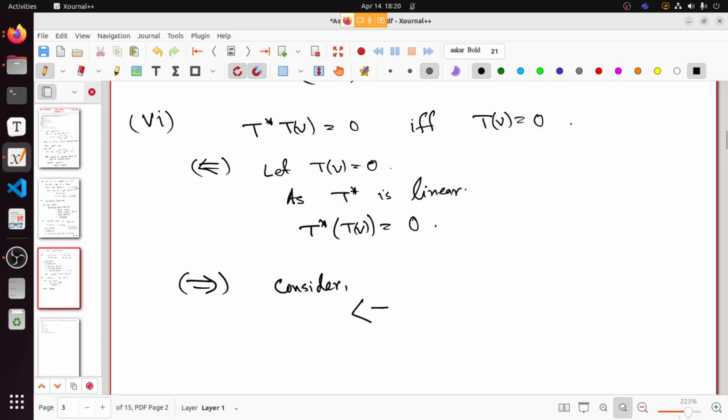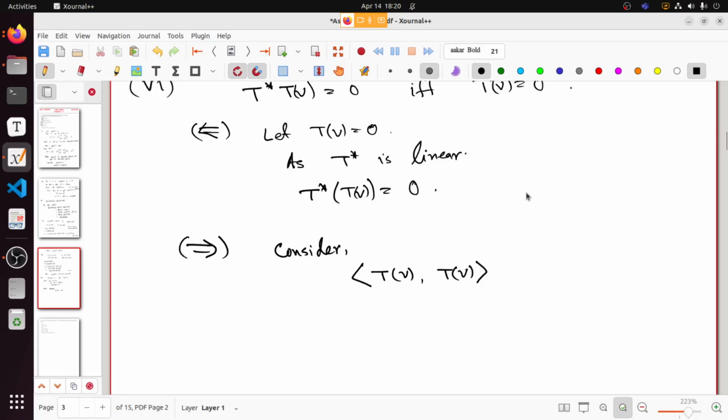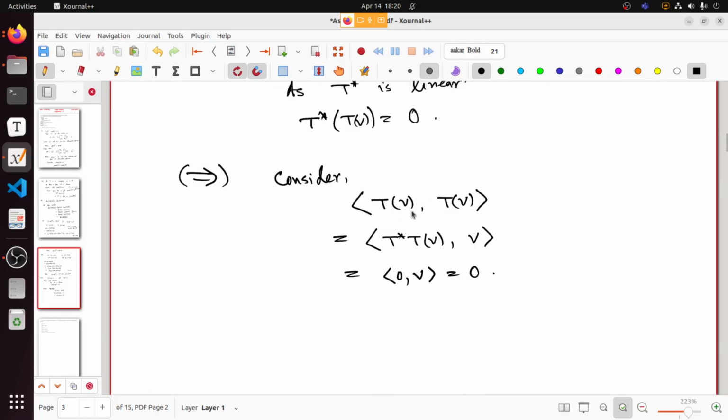Consider this inner product, TB, TB. So then what is this? This you can write as T star TB comma V, right? And this is 0, since T star TB is 0. So this is 0 comma V, which is 0, right? So what we have got? T star TB is 0.